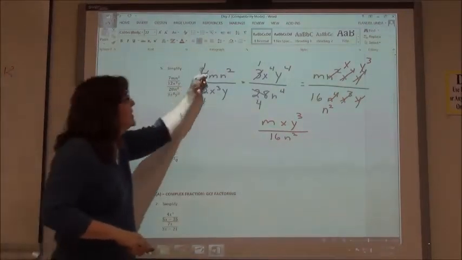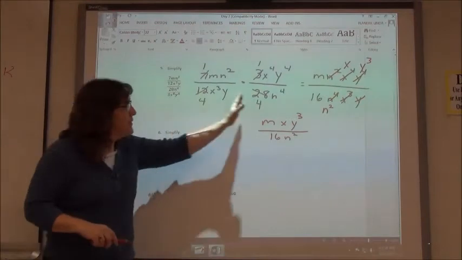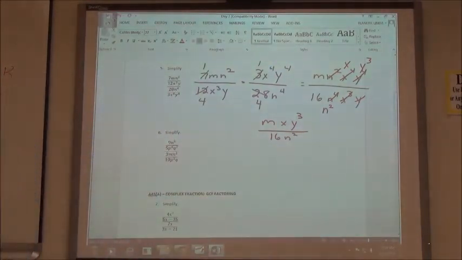It's on the tops, I just had 1s. On the bottoms, I had 4 times 4. So that's 16 down there on the bottom. All right, try number 6.